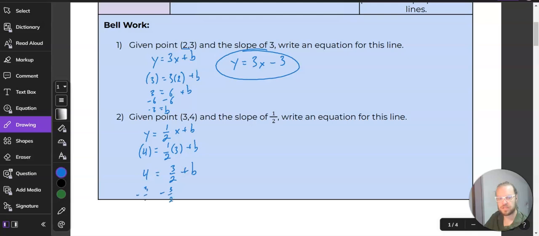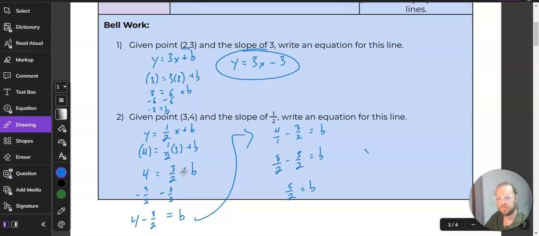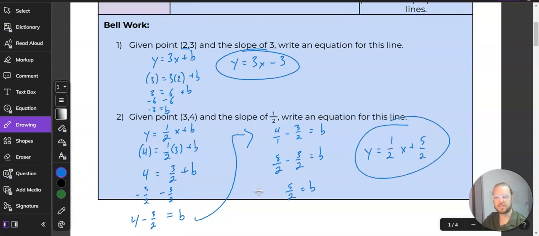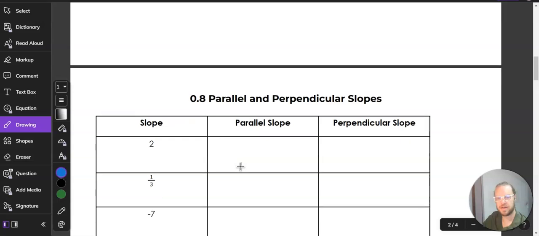So it's not any different, it's just that it's a little bit trickier because we're going to have to go 4 minus 3/2 equals b. So to work that out here, we're going to need a common denominator. So instead, it's 4 over 1 minus 3/2. We're going to change that into a 2, so it'd be 8/2 minus 3/2 equals b, and we're going to end up with 5/2 equals b. So our final equation then is going to be y equals 1/2 x plus 5/2. Awesome.